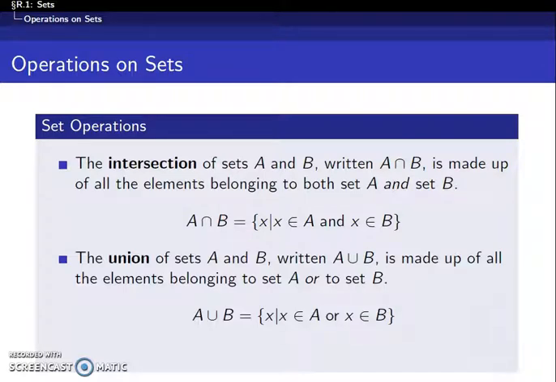And then the union of sets A and B, written A ∪ B. So that U stands for the union there. So A union B is made up of all the elements that belong to either set A or to set B, or both. So another way of writing that in set builder notation is we have A union B equals all the elements x, so that x is an element of A or x is an element of B. So if it's in either set, then it's going to be included in the union there.